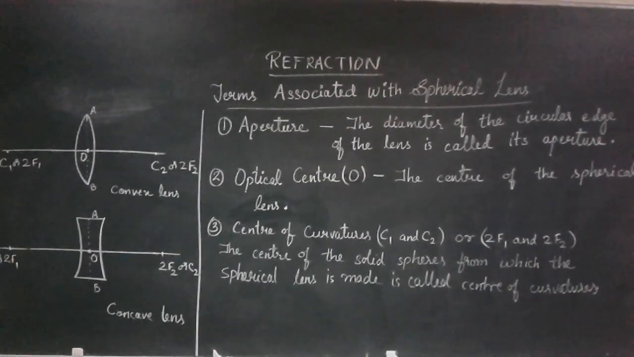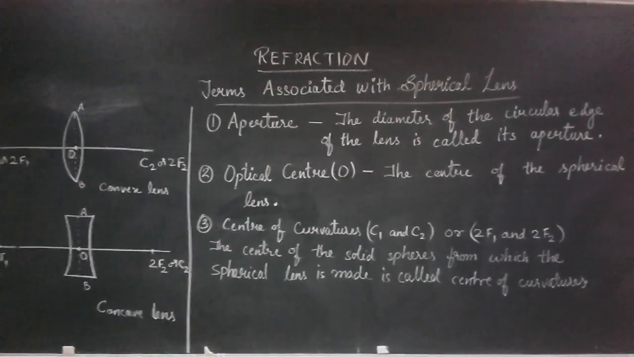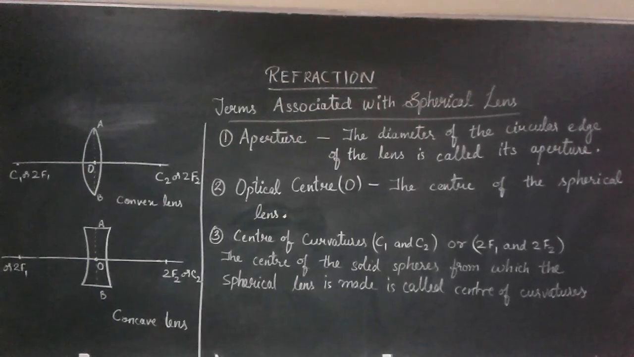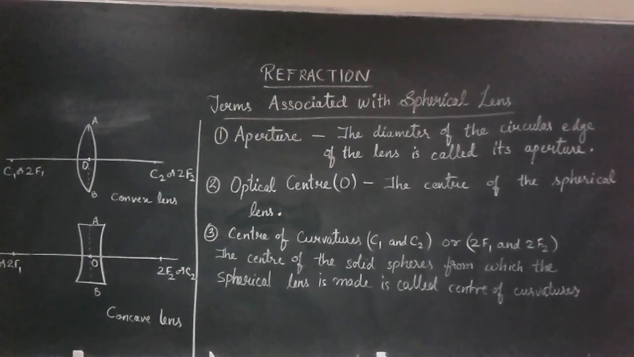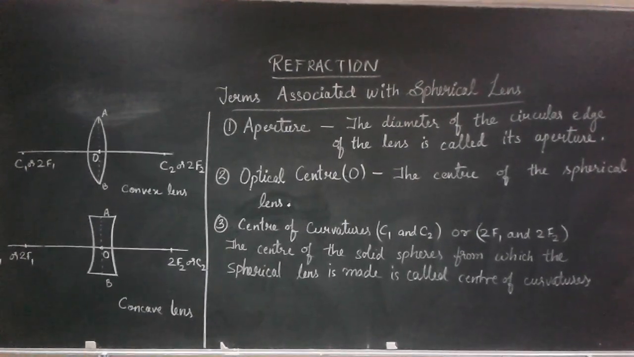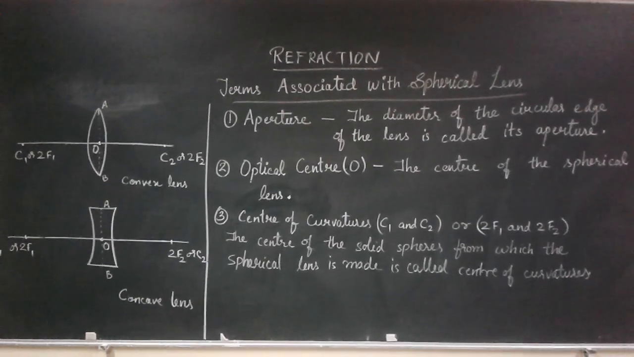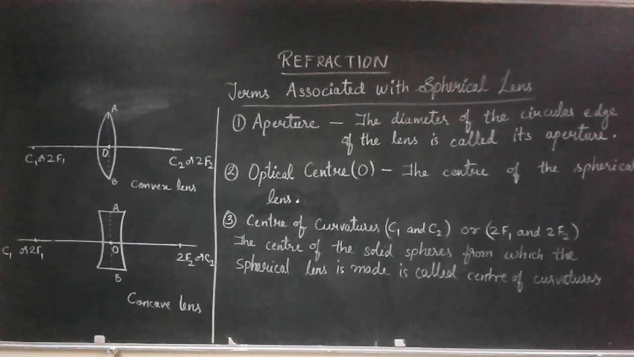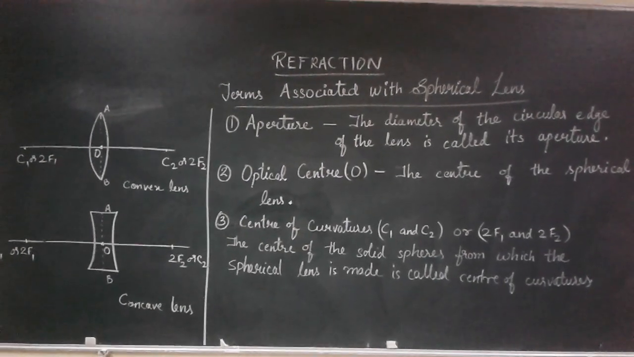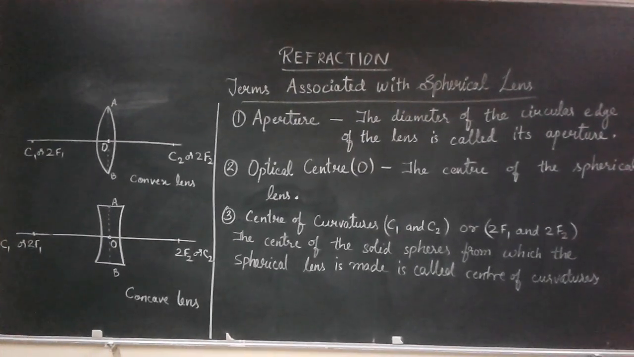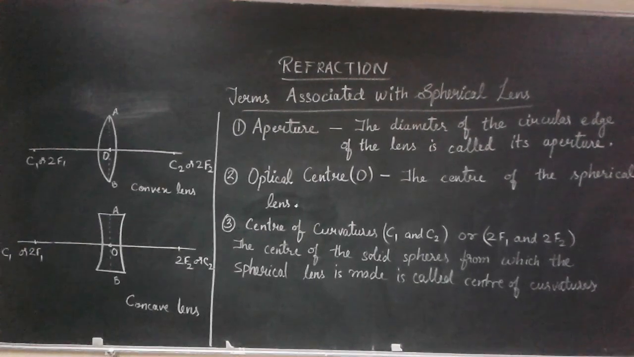The next point is center of curvature. It is represented by capital C1 and C2 or 2F1 and 2F2. The thing that you have to keep in mind here is that in case of lens, we do not have only one center of curvature. Instead, we have two centers of curvature, one on either side, and therefore it is written centers of curvature.